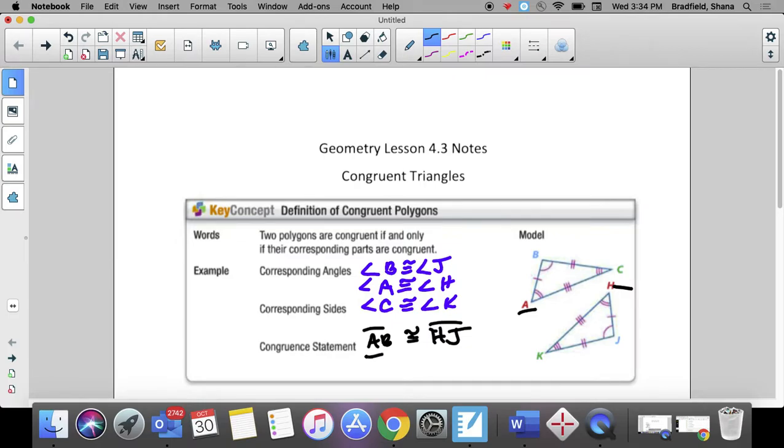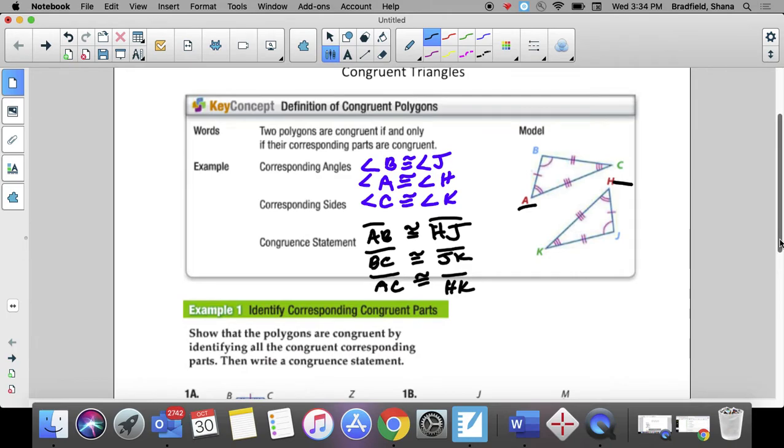And then I have segment BC is congruent to segment JK, and segment AC is congruent to segment HK. Okay, so those are our congruent parts.